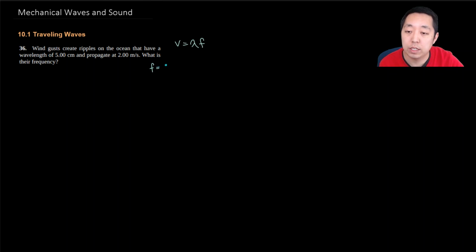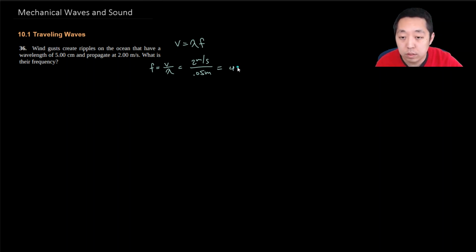So the frequency is v over lambda, and that is 2 meters per second divided by 5 centimeters. I've got to put it in meters, 0.05 meters. And what is that, like 40 hertz. Okay.